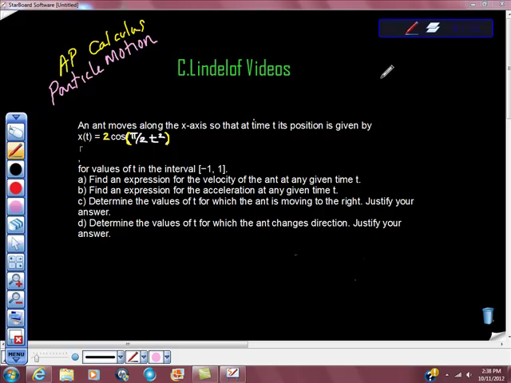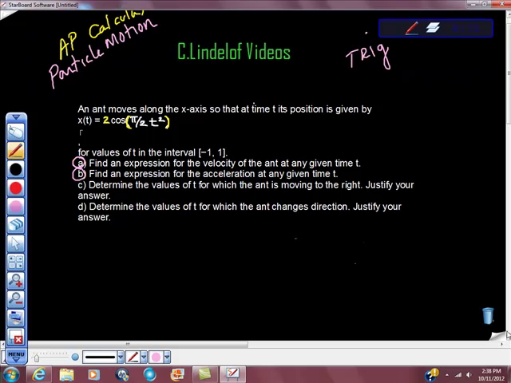So we have another AP Calculus particle motion question. This one has to do with a trig function, and we're going to have to differentiate a couple times, so I thought this was an interesting problem. My intention in this video is to go over part A and part B. In a separate video, I'll go over part C and D because I think it's really time consuming.